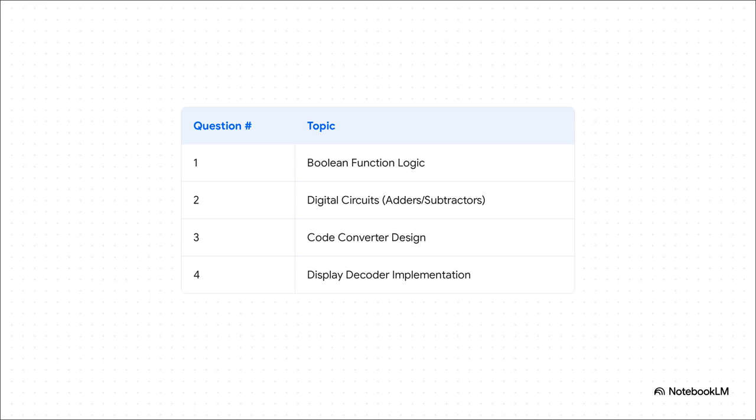All right, so our guide for today comes from Northeastern Hill University's Digital System Design course. And this test gives us the perfect roadmap. We're going to tackle 4 key areas. We'll start with pure, raw logic, then we'll see how that logic is used to build circuits, then learn how those circuits talk to each other, and finally, how they talk to us.